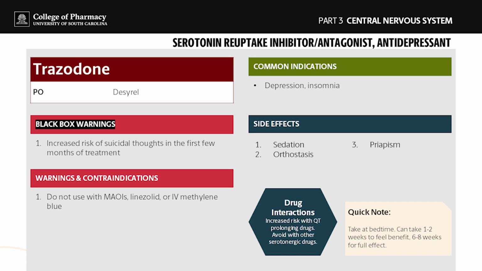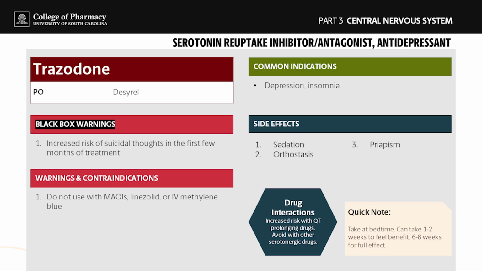Brand name Desyrel. Common indication is depression, but it's used a lot for insomnia. Side effects: sedation, orthostasis, and priapism. Sometimes with this drug, it needs to be taken at bedtime, and it needs to be taken for 1 to 2 weeks to feel the exact benefit, especially with depression. But with insomnia, it generally works a little bit more quickly.